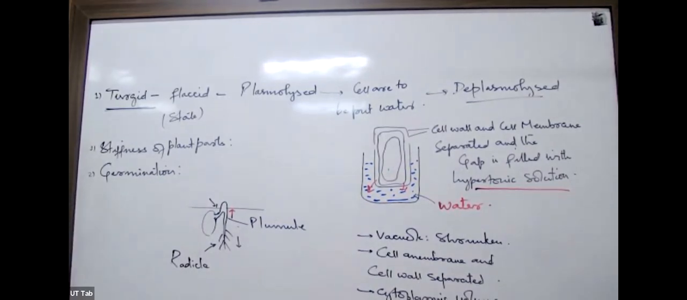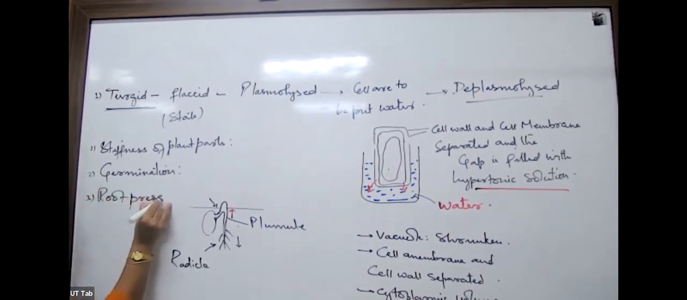So seed germination is one characteristic that we always understand. Next, we talk about root pressure. This is very important. Try to understand what I'm saying. Root pressure. What is root pressure? We learn the definition. First of all, let us try to understand one activity here.